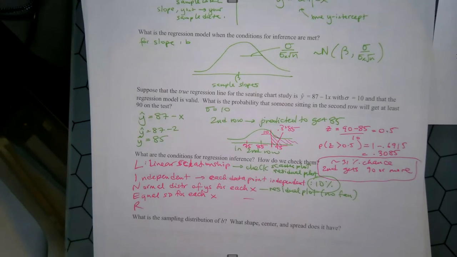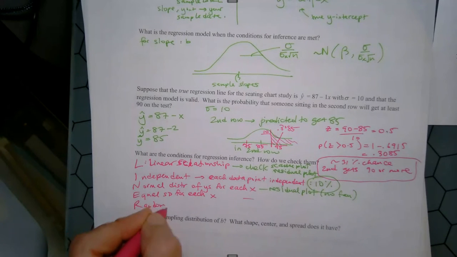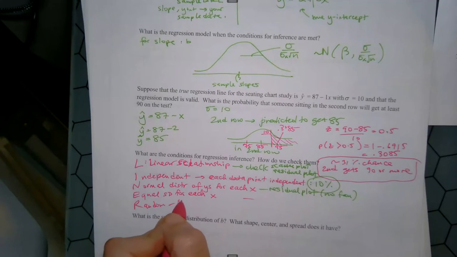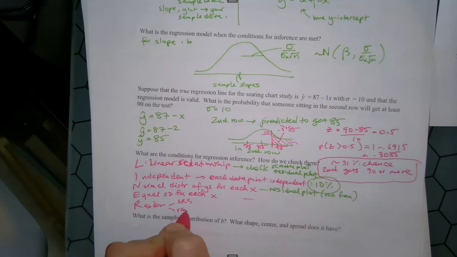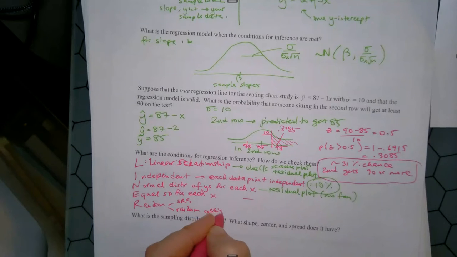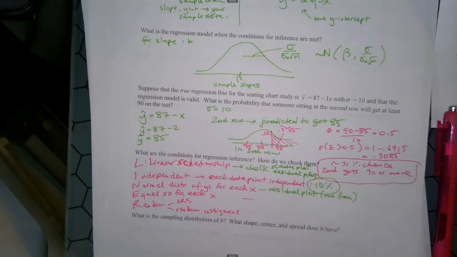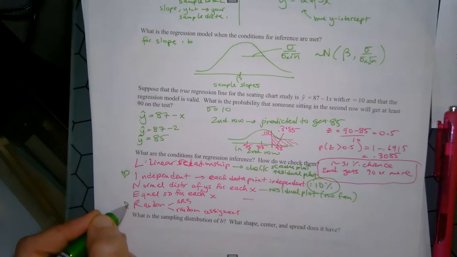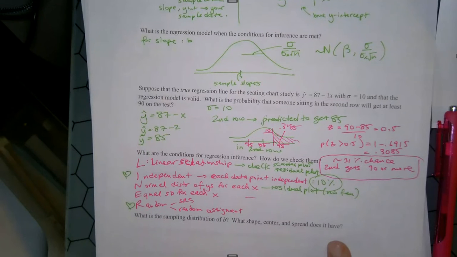And lastly, everyone's favorite condition. Wait, was this an SRS or was it random assignment? So two of these are very familiar. Right. We know this one. This is our 10% condition. We know this one. We just have some extra stuff going on in the middle.